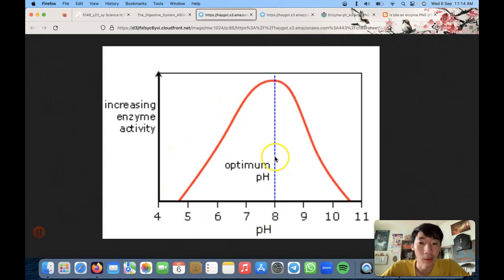Then of course at the optimum pH, it is going to be most effective. You can see here, this is called the enzyme activity. The higher the enzyme activity, the more efficient and more effective your enzymes will be.